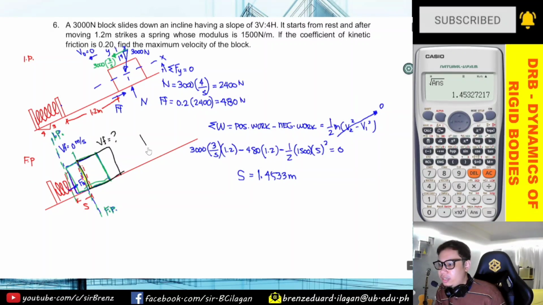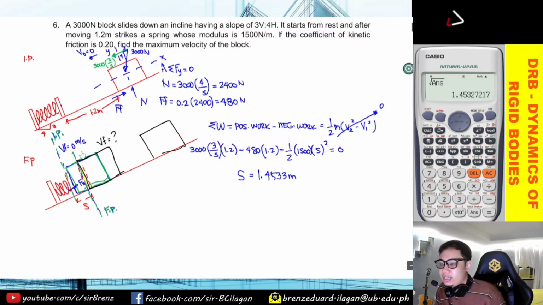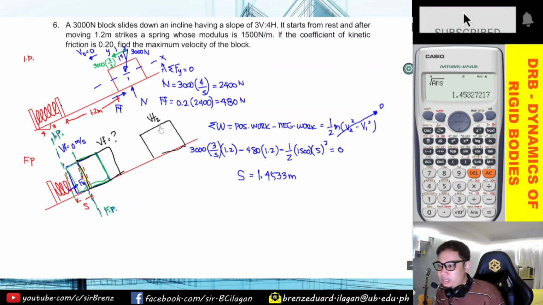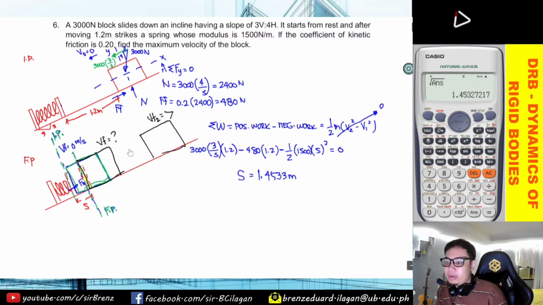Bakit hindi ko considered pabalik ulit sa original position niya? Since it is inclined upward, we all know na yung velocity mo, yung final velocity dito sa position na to, is less compared sa value na makukuha natin dito. Kasi pataas nga yan eh. Di ba, kapag inclined upward, ang tendency niyan, unti-unti ulit siyang babagal.